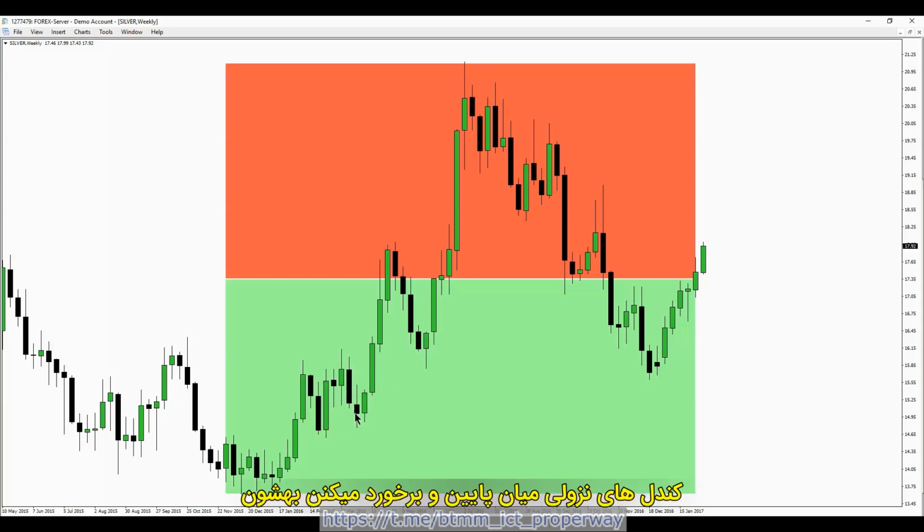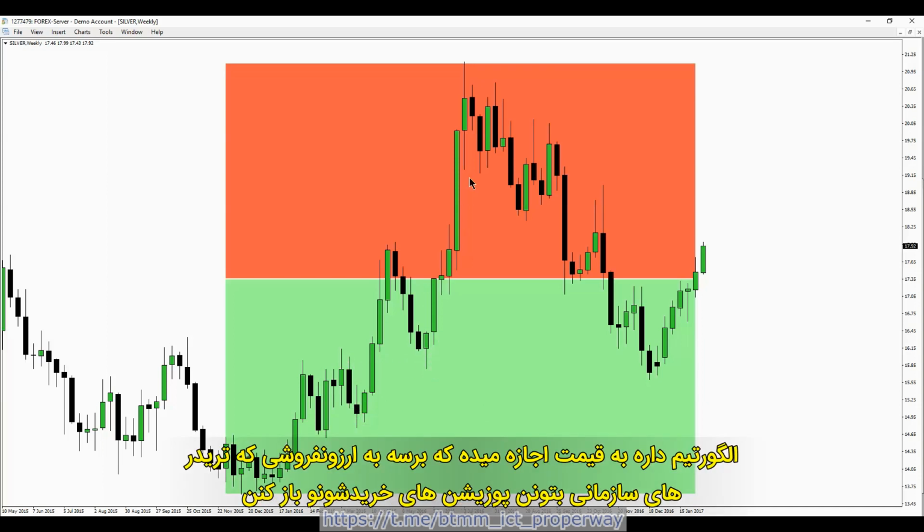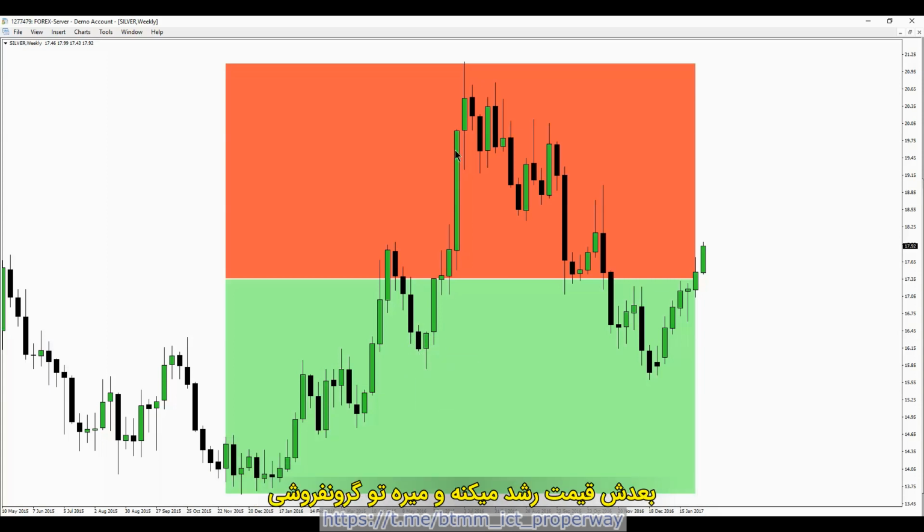Down candles, comes down into it, hits it, buy. The algorithm is allowing price to get down into a discount, so traders on an institutional basis can pile on their longs, and then price will expand and go into a premium.